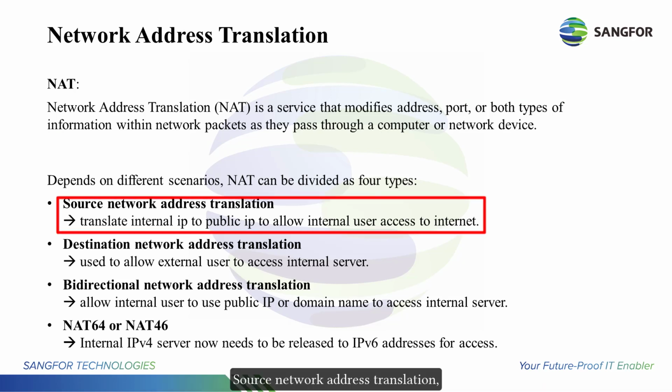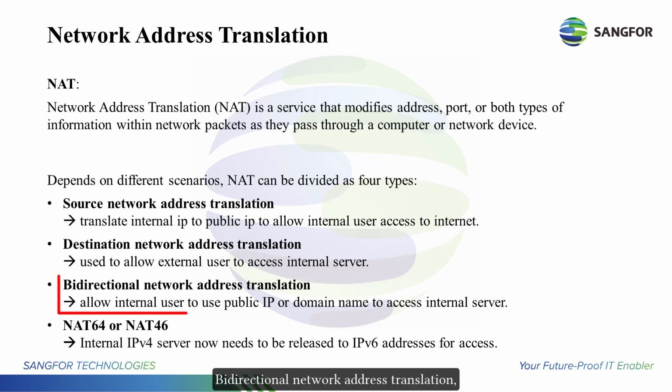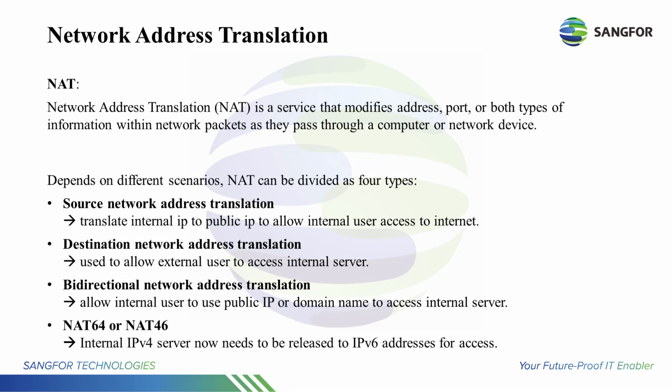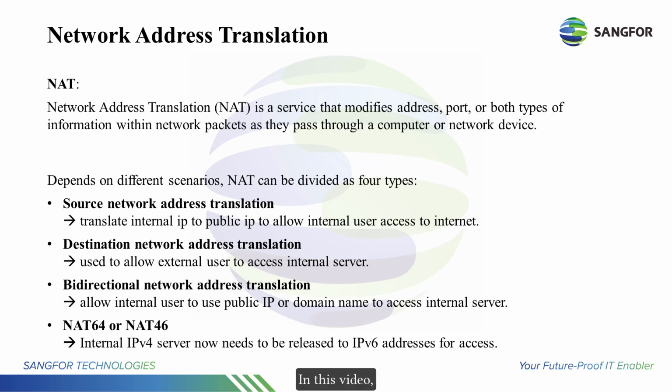Source Network Address Translation translates internal IP to public to allow internal users to access the Internet. Destination Network Address Translation is used to allow external users to access an internal server. Bi-directional Network Address Translation allows internal users to use a public IP or domain name to access an internal server. NAT64 or NAT46 is used when an internal IPv4 server needs to be released to IPv6 addresses for access. In this video, we will demonstrate with case studies how to configure SNAT, DNAT and BNAT.